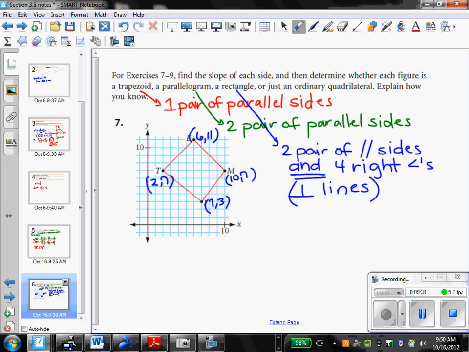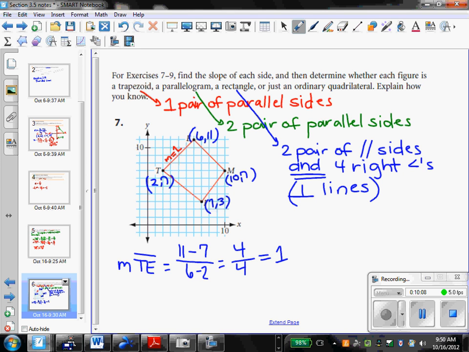The first slope I'm going to find is of line segment TE. So that is 11 minus 7 over 6 minus 2. So 11 minus 7 is 4. 6 minus 2 is 4. So I have a slope of 1. Line segment TE has a slope of 1.